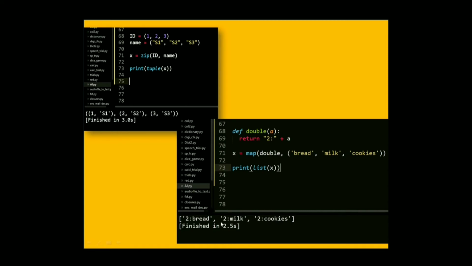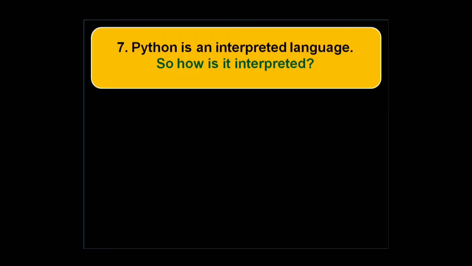Now I have given a pretty nice example of map in one of my previous lectures, where we also see how to incorporate lambda and map together. So in case you want to go and have a look at that, please do. Let's move ahead. Seventh one, we are pretty close to the end. Python is an interpreted language. So how do we interpret it?